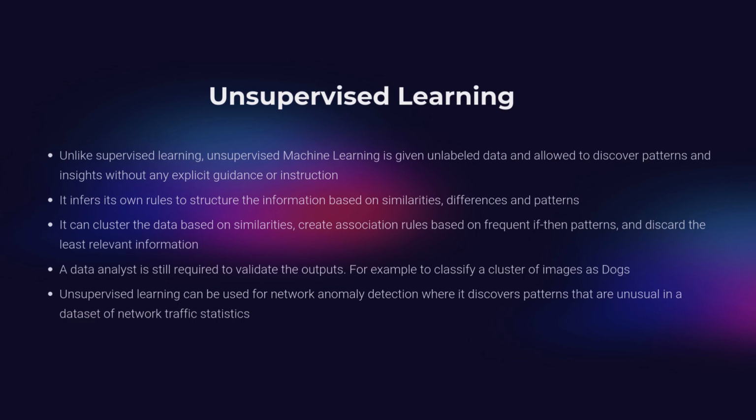Clustering means grouping data points based on similarity. Example, customer segmentation. Dimensionality reduction means reducing the number of features while preserving the data's essence. For example, compressing image data for faster processing. The main advantage of this is that it can work without labeled data. And the disadvantage is that it is very hard to evaluate the results.